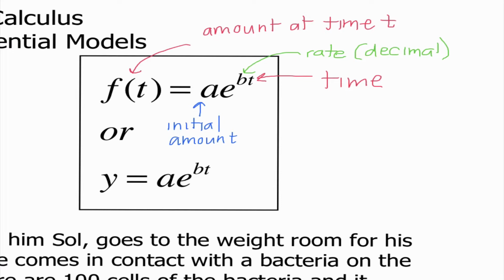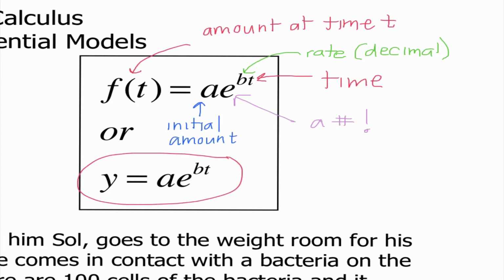B represents our rate, and I'm just saying that we need to remember that the rate should be a decimal value. So if they give us a percentage, we will have to go ahead and change it into a decimal. And last but not least, we have e, which is a number. Okay, we know that that is a number. It's approximately 2.7. And so this is the equation we are going to be using on every single problem today.